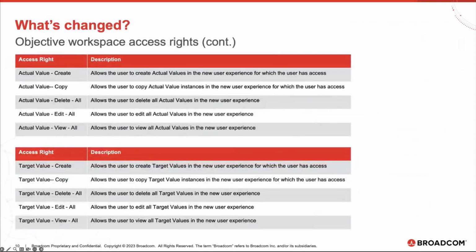So continuing with the out-of-the-box objects and their respective access rights and descriptions, this slide includes the actual value and target value access rights. And again, the typical create, edit, view, copy, and delete permissions can be configured here. And again, this is captured for your review. I'm not going to read each element here.